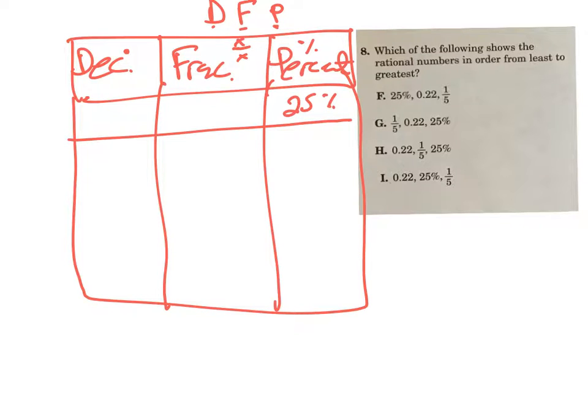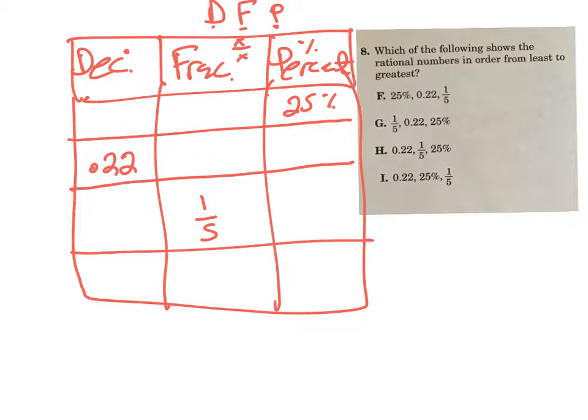We have 0.22. And then we have 1/5. So the 25% as a decimal, we take this and go over 2, so that's 0.25. And then if I want that as a fraction, it's 25 over 100, 25 hundredths. Divide each of those by 25, and we get 1 over 4, so 1/4.